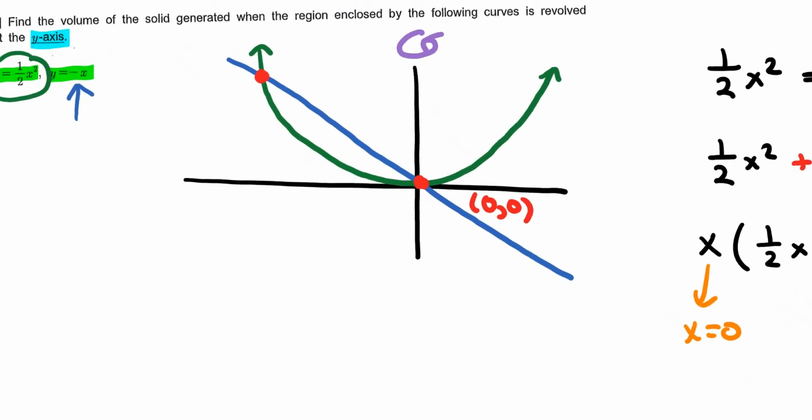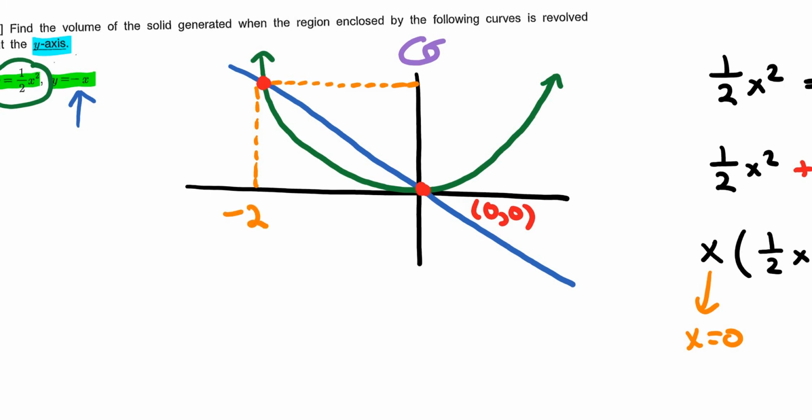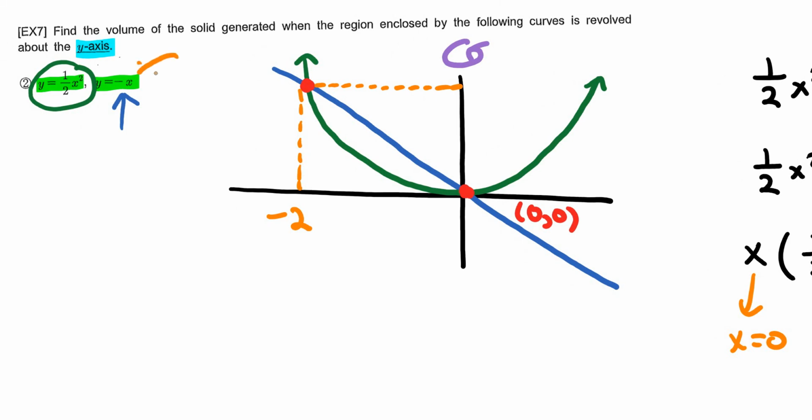Okay, and then if I go back to my diagram here, this right here is going to be negative 2. And let's go ahead and find the corresponding y height. Well, if I plug in negative 2 there, negative 2 times negative 1 is going to be positive 2. Actually, let me just write this as a point, (-2, 2). Okay, and then we're going to have this region right here. That's going to be rotated around the y-axis. And then a solid's going to be generated here.